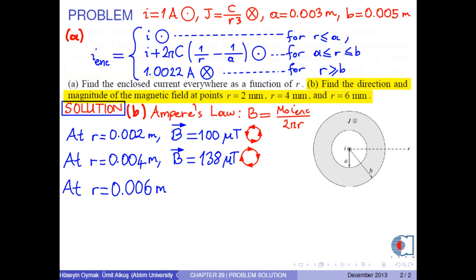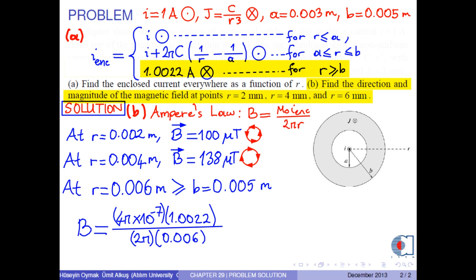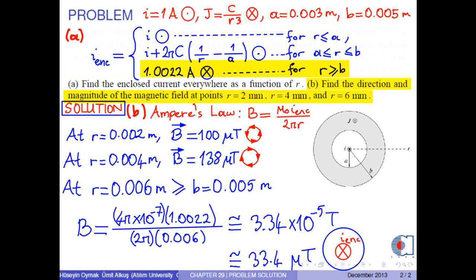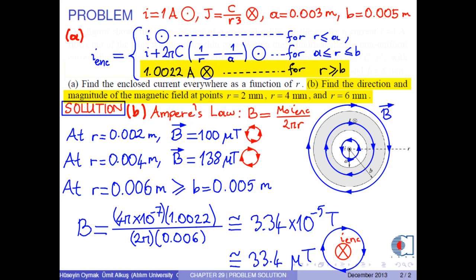Finally, at r equals 0.006 meters, which is greater than b equals 0.005 meters, the enclosed current is 1.0022 amperes, which is into the screen. Then with the numerical values, the magnetic field is obtained approximately as 3.34 times 10 to the negative 5 Tesla, or approximately 33.4 microtesla. And since the current is into the screen, the magnetic field is clockwise by the right-hand rule. To sum up, we draw all the magnetic fields at points r equals 2, 4 and 6 millimeters.